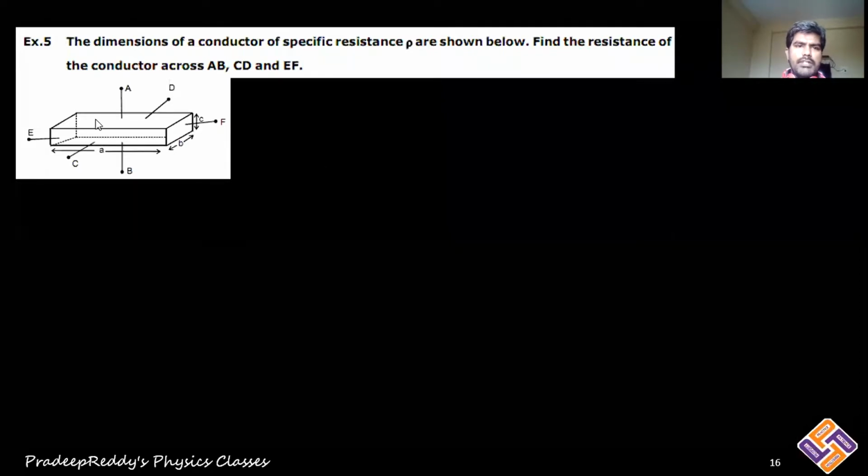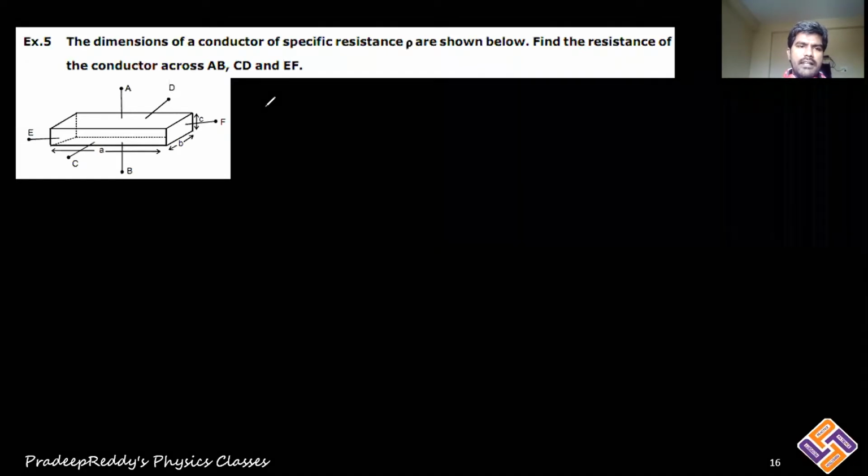Students, in this question, you have a cuboid whose length is given as A, breadth is given as B, and height is given as C. Here we have a cuboid, and length, breadth and height are given to you. And you have these points AB, EF as well as CD. You should now find out the resistance of the conductor across AB, across CD and across EF.